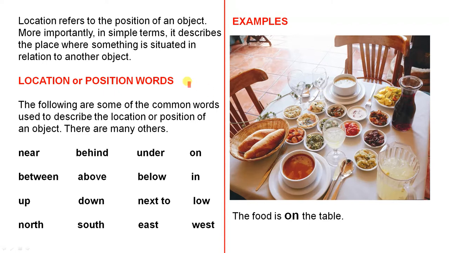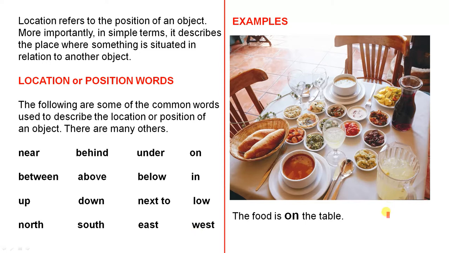Location or position words. The following are some of the common words used to describe the location or position of an object. There are many others. So we have near, behind, under, on, between, above, below, in, up, down, next to, low, north, south, east, west.